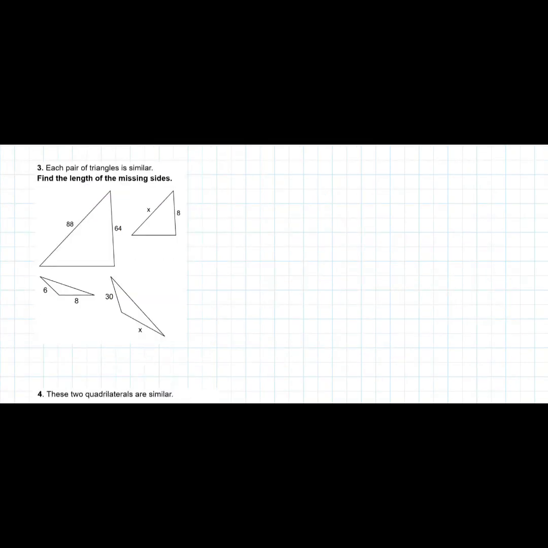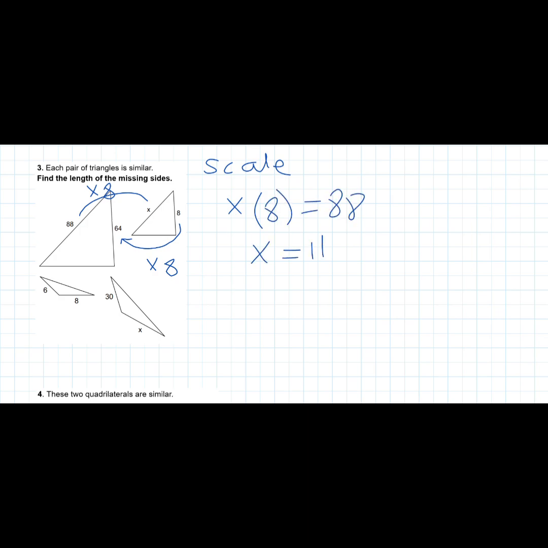To find the lengths of the missing sides, I can use a scale method. For this first set of triangles, I know that if I take 8 times 8, I get the other side, 64, which means if I take the missing side x times 8, I should get 88. So now I have to think, what number times 8 will give me 88? Well, that number has to be 11. So x is equal to 11.